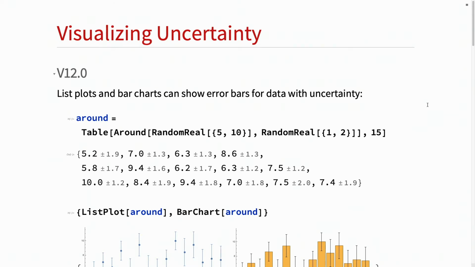Which leaves us with a couple major areas that were improved in version 12.0. The first is visualizing uncertainty with the addition of Around and VectorAround and some functionality and tooling around them. And so we'll just take a look at a few examples.